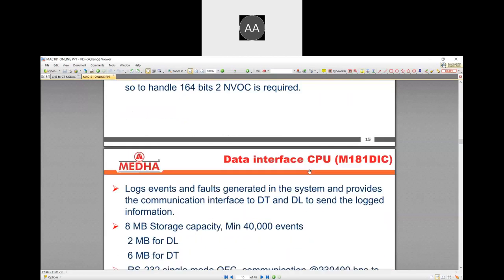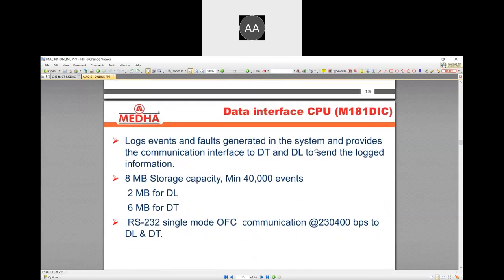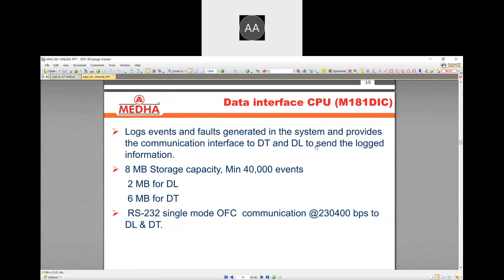Then we'll have one more card, that is the data interface card, which will be communicating with the data logger as well as the diagnostic terminal. This system will have a capacity of 8 MB, out of which 40,000 events can be stored. Out of this 8 MB, 2 MB is dedicated for the data logger and 6 MB is dedicated for the DT or diagnostic terminal.